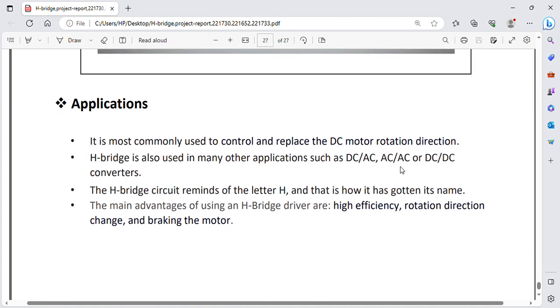So at the end we are going to discuss the applications. It is most commonly used to control and change the DC motor rotation direction. H-bridge is also used in many other applications such as DC to AC, AC to AC, or DC to DC converters. The H-bridge circuit resembles the letter H, and that is how it got its name. The main advantages of using an H-bridge driver are high efficiency, rotation direction change, and braking the motor.